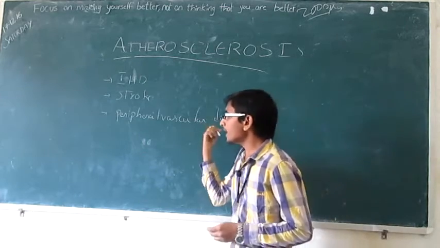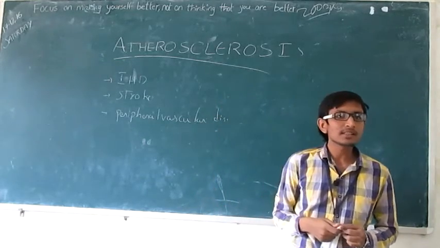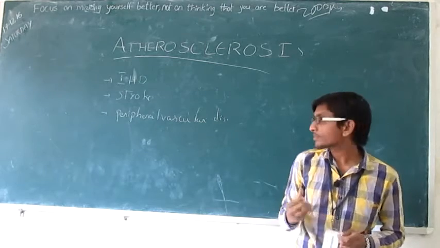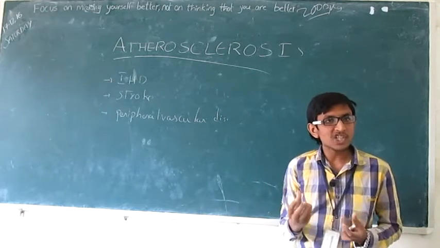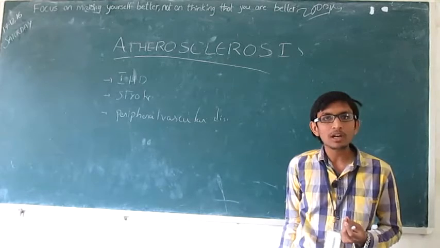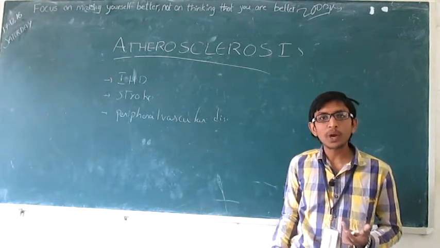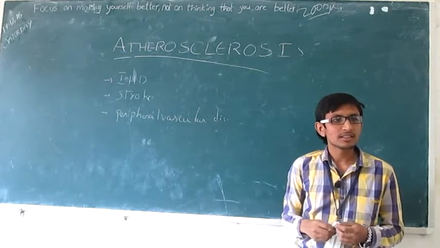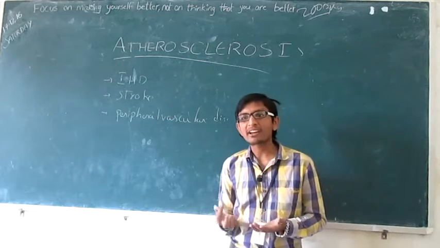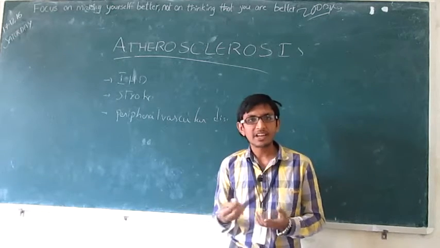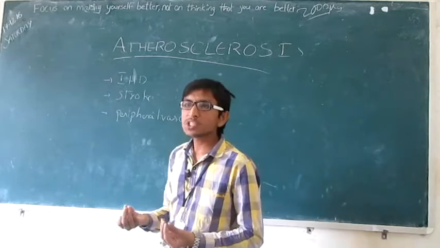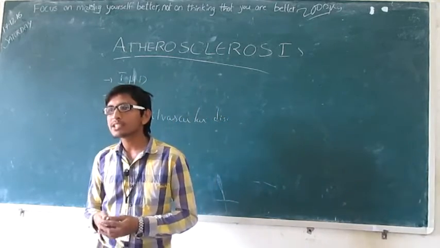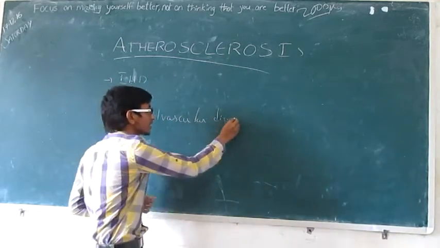Can you tell me an example of peripheral vascular diseases? For example, if atherosclerotic lesions form in your peripheral vessels, you end up with what? Gangrene. Yes. If we have atherosclerotic plaque in our peripheral blood vessels, we end up with gangrene.